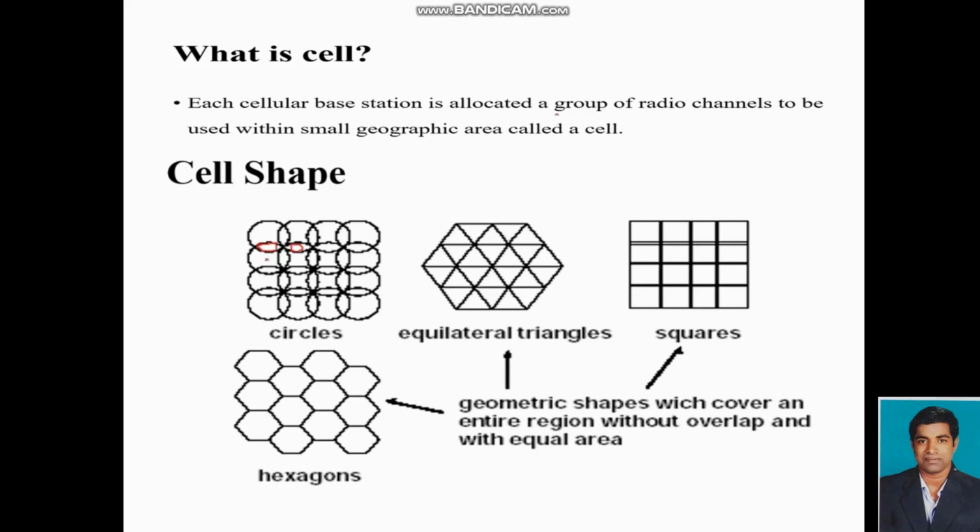What is a cell? Each cellular base station is allocated a group of radio channels to be used within a small geographic area, called a cell. Cell shape: circles, equilateral triangles, squares, hexagons. Here the geometric shapes which cover an entire region without overlap and with equal area.